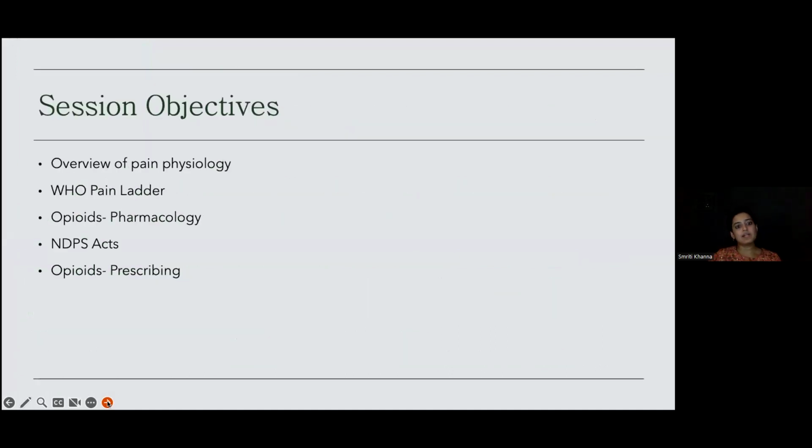Today, we would like to talk a little bit about the overview of pain and opioid physiology. A little bit about the WHO pain ladder, which is what we palliative care physicians look at when we are trying to treat for pain. A little bit about the pharmacology of opioids with introduction on each of the opioids that we are currently using. The NDPS Act, which is the main act that determines prescription, storage, and how opioids can be given by hospitals and medical centers, and a little bit about how opioids should be prescribed. So a bit of an introduction to prescription of opioids also.